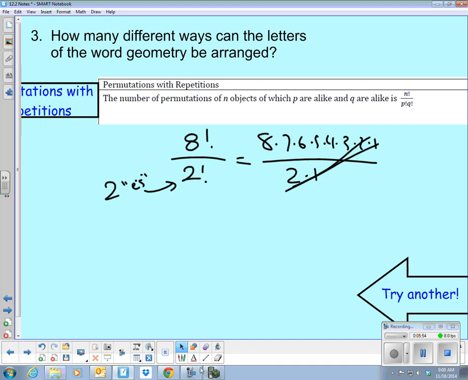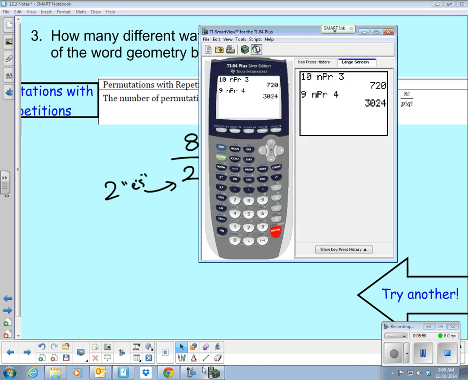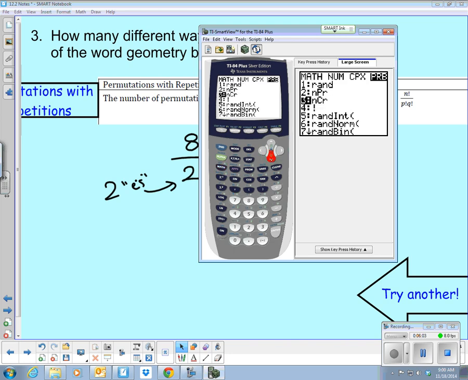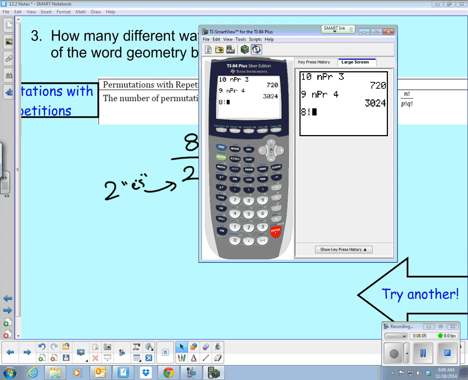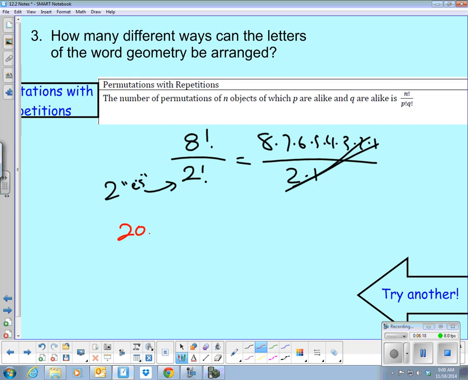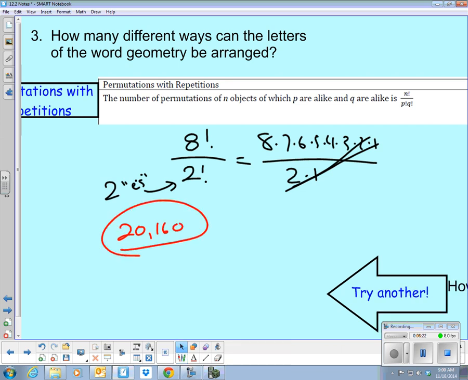And I just got to use that other function. So I'm going to go 8, math, PRB, number 4. There's 8 factorial. That's what I want. Now I'm going to divide that by 2 factorial, which is a fancy way of saying 2. So 20,160 is going to be my answer. All right, so if I do that, let's try again.